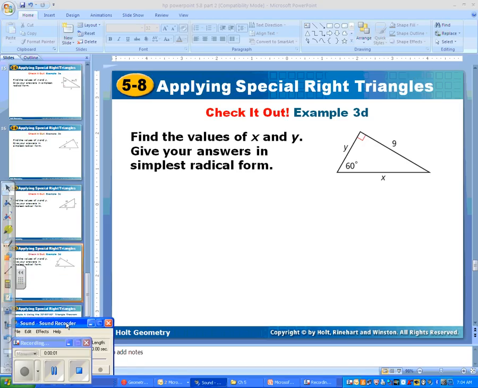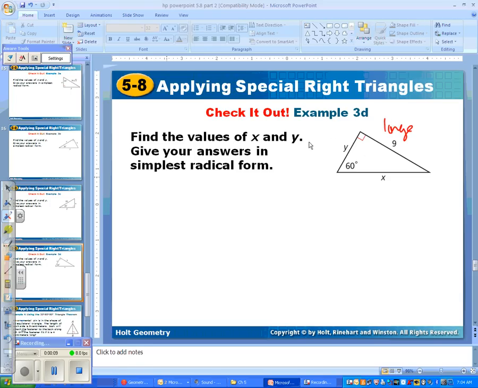Okay, so the answer to the hardest type of question I could give you, when I give you the hypotenuse, I'm sorry, the longer leg, and first you're going to have to figure out what the shorter leg is, because the shortcut is that the longer leg equals the shorter leg times radical 3, and the other one is that the hypotenuse equals the shorter leg times 2.